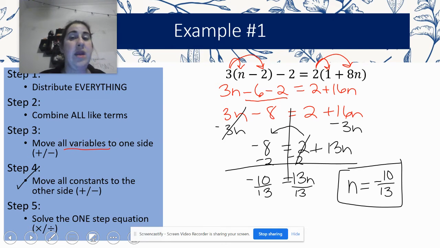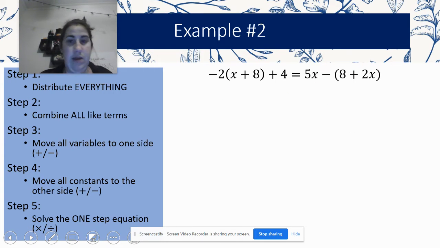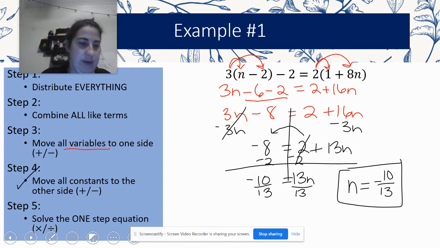Okay. If you need to, pause, rewind, watch again, but we're going to do another example. Same deal. I need to distribute everything. So I'm going to take my negative 2, I'm going to distribute those. Negative 2 times x gives me negative 2x. Negative 2 times positive 8 gives me negative 16 plus 4.